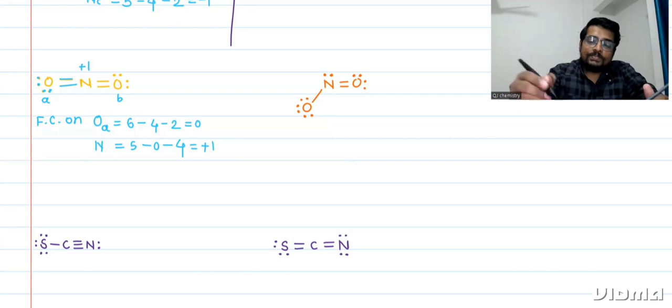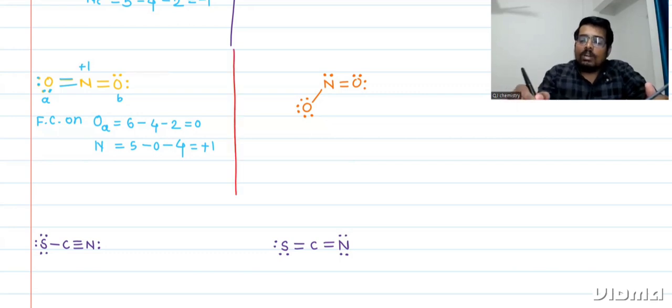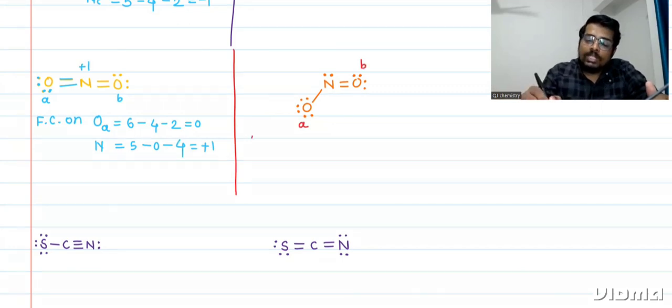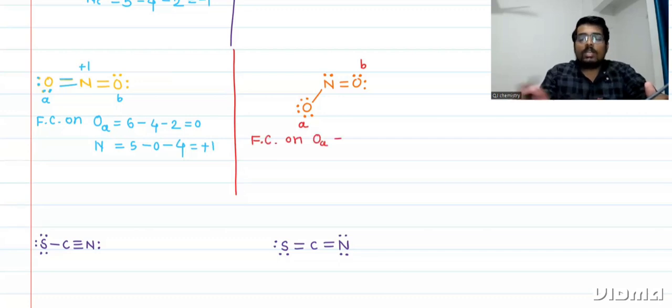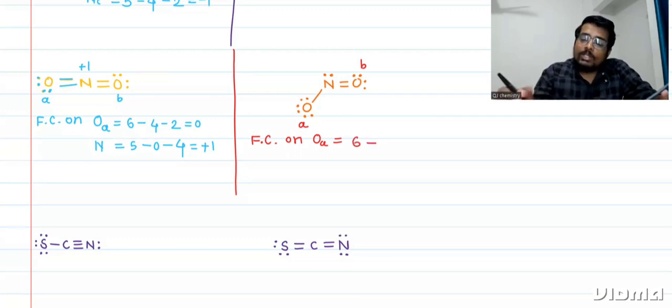Next ion is given. In the next ion, there is oxygen A and oxygen B. So let us find the formal charge on oxygen A first. For oxygen A, the number of electrons in the valence shell is 6, minus how many dots are there, 6 minus the number of lines. One line is there. So the formal charge on oxygen A is equal to minus 1.